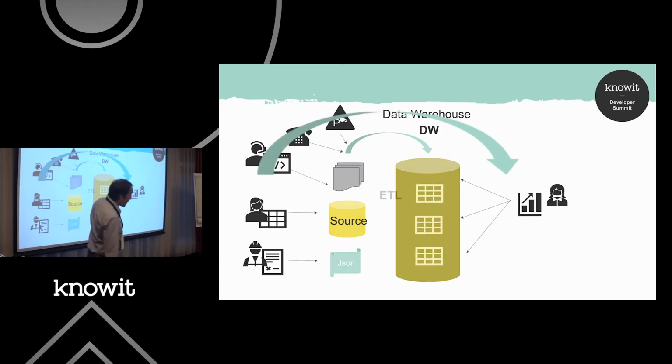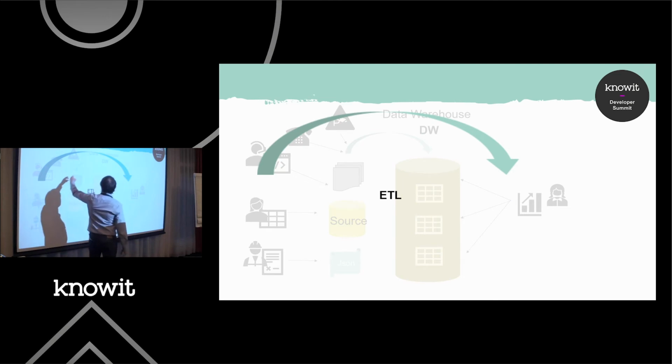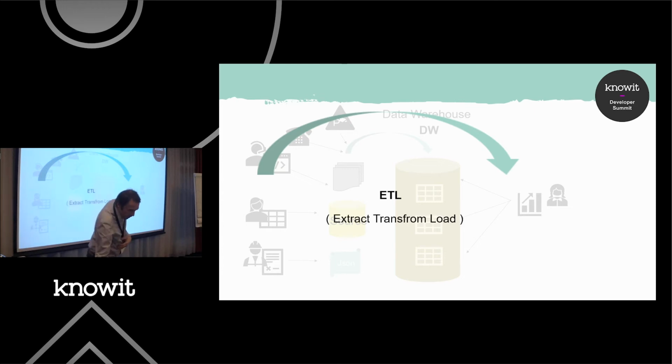The integration here in the middle, which we talked about earlier, has a name too. This is ETL, and what it means is extract, transform, load. It's extract because we extract the data from the source. We transform the data. I will tell you what we transform and why, and we load it into the data warehouse. ETL is a very common word in BI.